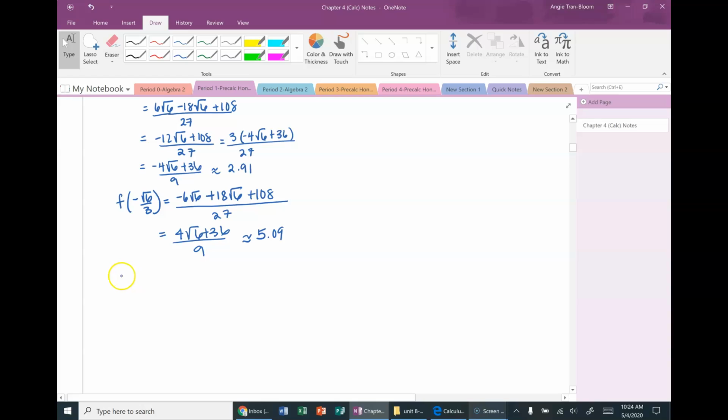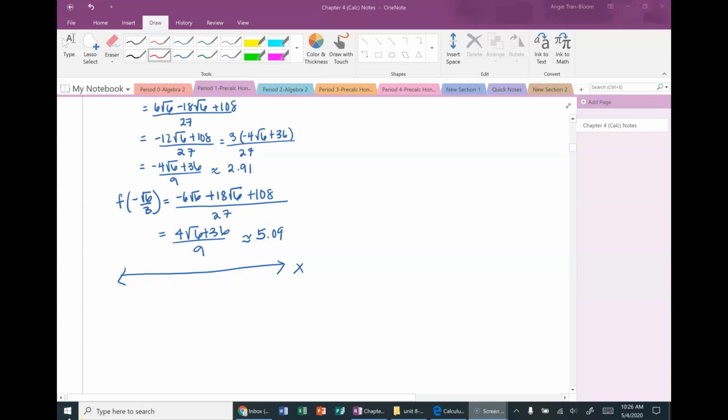So let's see if it's going to let me even draw my number line. There you go. Slowly, okay, there you go.